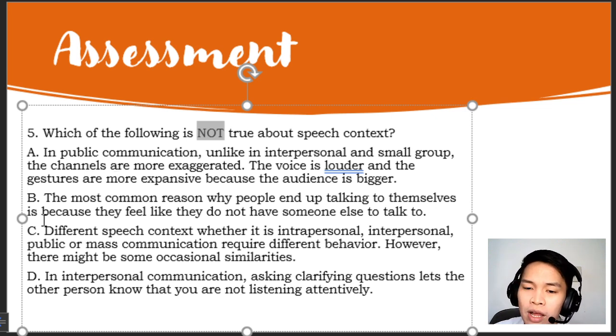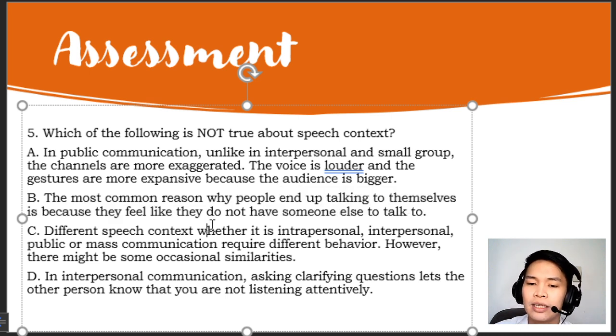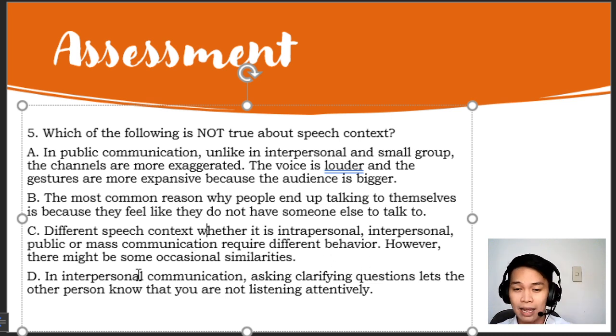This is true. The most common reason why people end up talking to themselves is because they feel like they do not have someone else to talk to. I mentioned this too, that there is, C, different speech contexts, whether intrapersonal, interpersonal, public, or mass communication, require different behavior. However, there might be some occasional similarities. This seems to be true too.